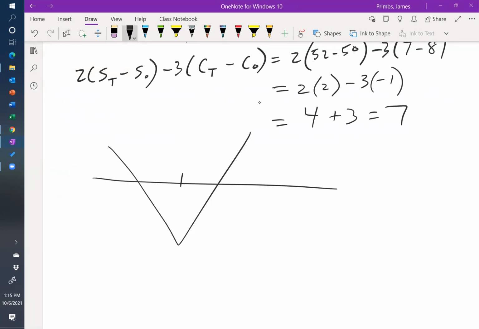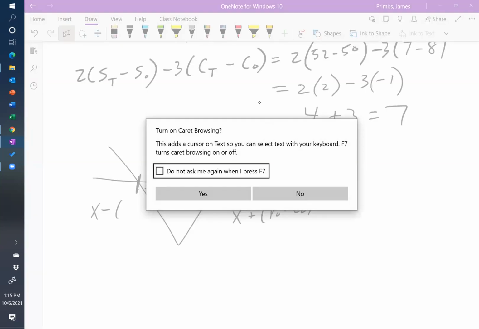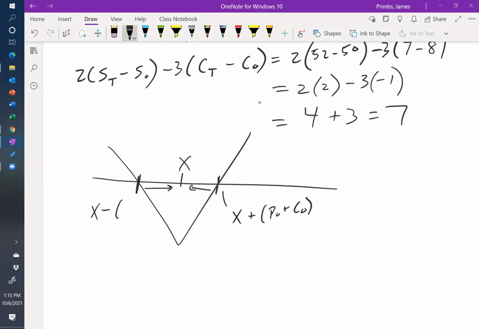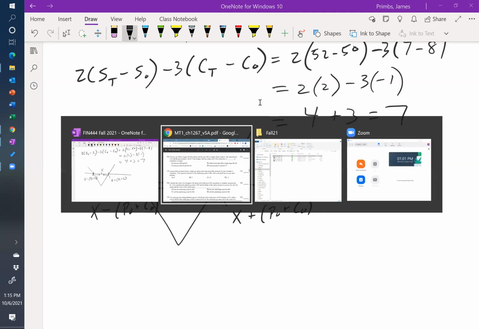And here's our strike. And it's asking for the break even. It's if we're in between the break even. And it's going to be the strike plus the put and call premium, and the strike minus the put and call premium. Okay, so those were the break evens for a straddle.